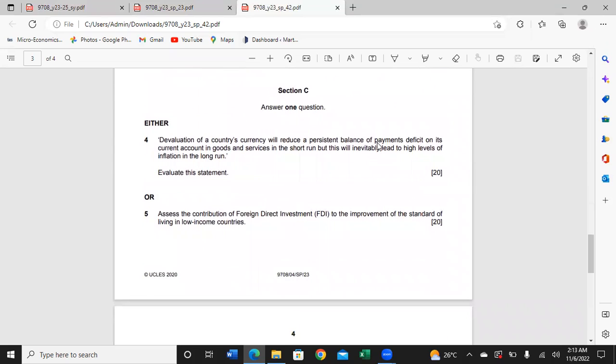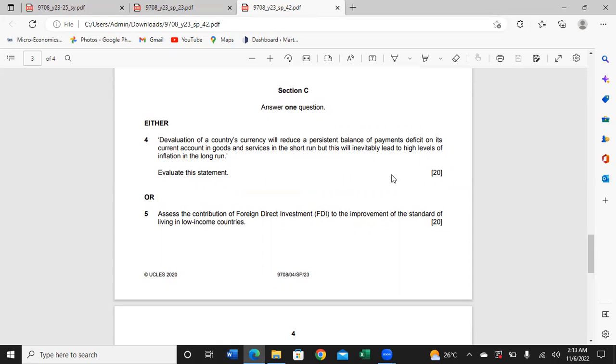And now the section C of your paper 4. It again has 2 essay questions. Devaluation of a country's currency will reduce a persistent balance of payments deficit on its current account in goods and services in the short run, but this will inevitably lead to high levels of inflation in the long run. Evaluate this statement. Very important question. You can see most of the countries are having devaluation or depreciation of their currencies. And how will it be helpful to the people?